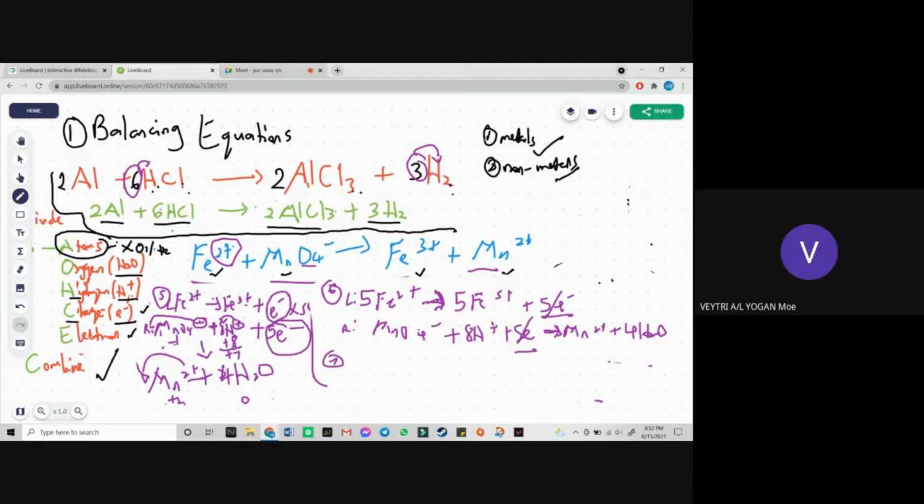Now, what is your last step? Step number 7. Combine dia. Belah kiri, maintain belah kiri. Belah kanan, maintain belah kanan. What do I mean by that? Sebelum arrow, semua combine, atas dengan bawah. Selepas arrow, semua combine, atas dengan bawah. Yang elektron ni, jangan combine. Kenapa? Kamu dah cut. So you will get 5Fe2+, always take the top one, yeah? Plus MnO4- plus 8H+, you will get 5Fe3+ plus Mn2+ plus 4H2O. Alright, this is how you balance redox reaction.